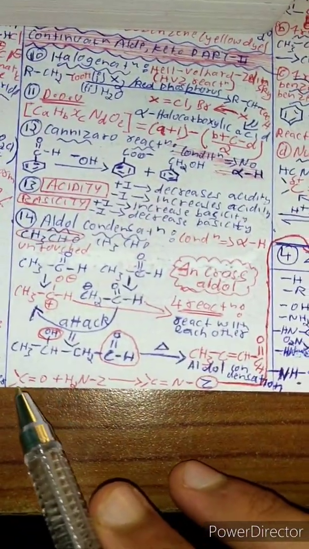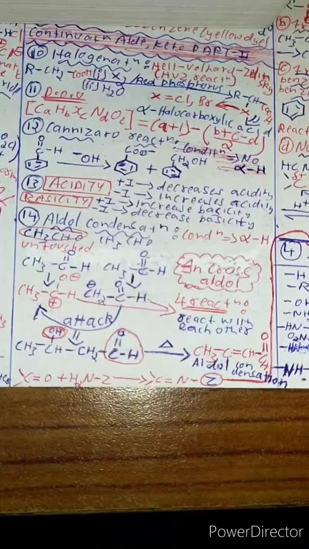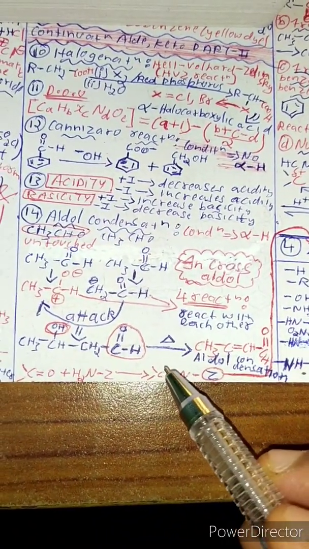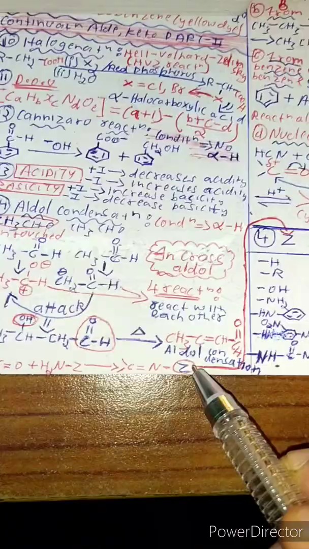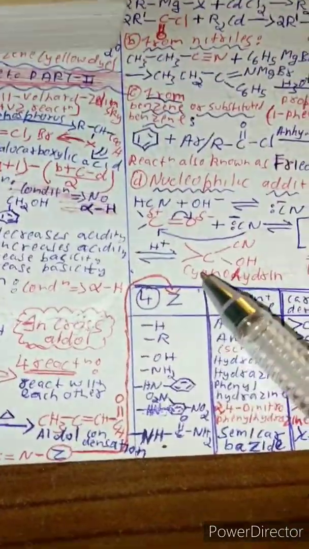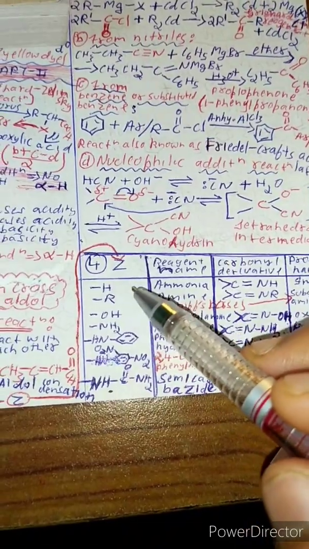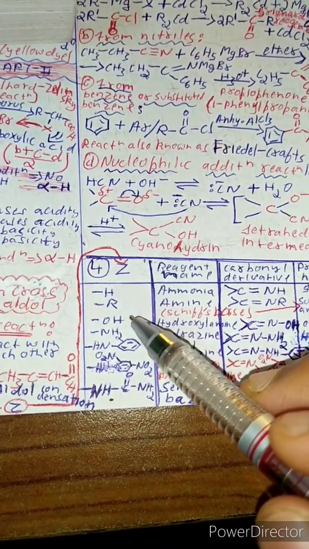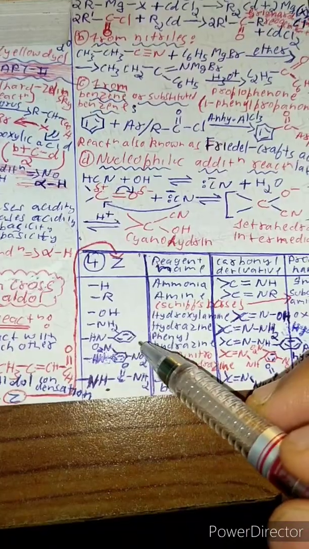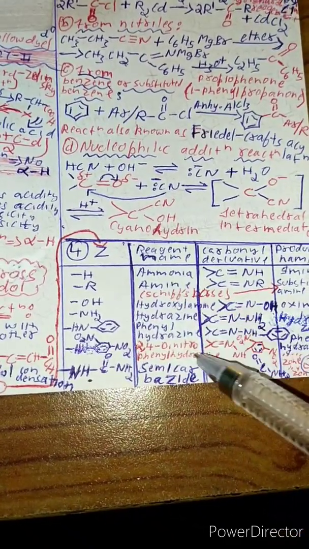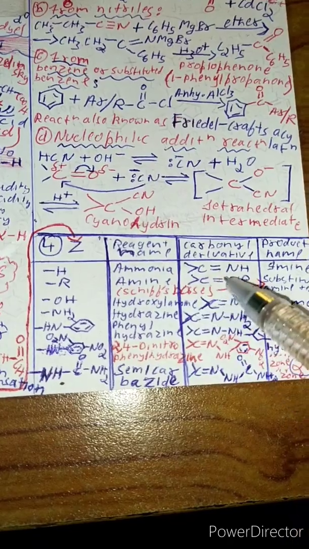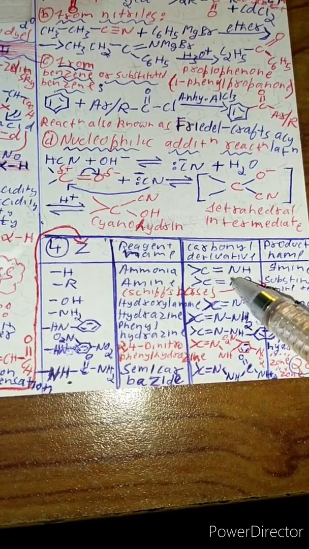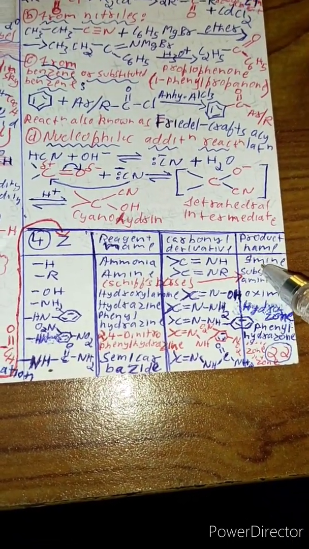Let me just turn that, but before that you need to know one thing. Just consider this reaction: C double bond O and H2N-Z, which gives C double bond N-Z. In this you have to consider all the compounds which come under Z, and you have to read these compounds. I'll read it for you. The reagent is ammonia, the carbonyl derivative is C double bond NH, and the product name is imine.